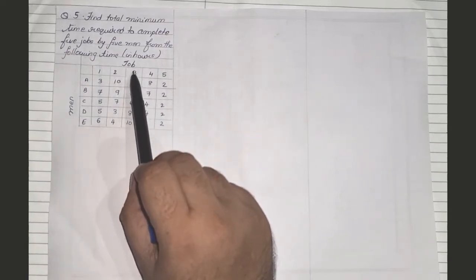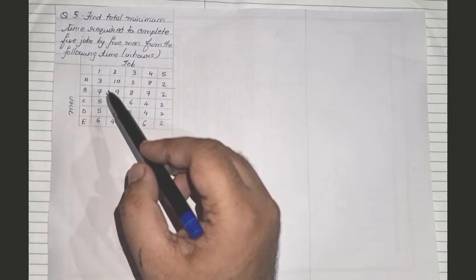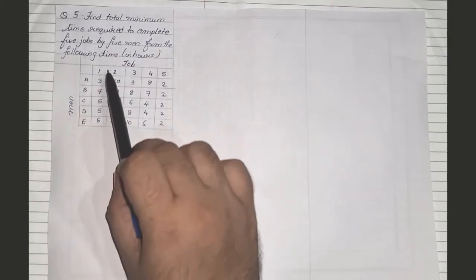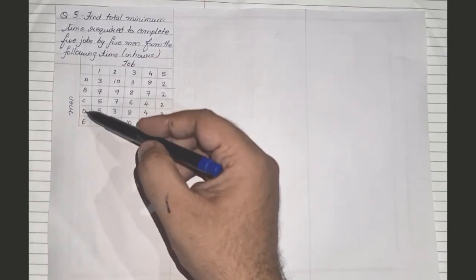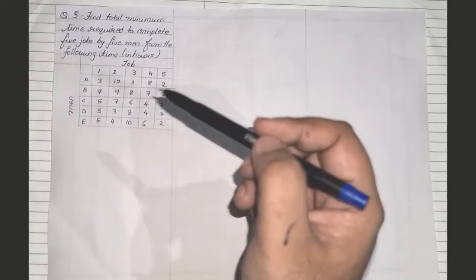Now we have been given various jobs and we have been given men. First thing is always check whether the sum is a balanced sum. We have 5 jobs and we have A, B, C, D, E, the 5 men. So it is a balanced problem sum, so we can directly start the sum.